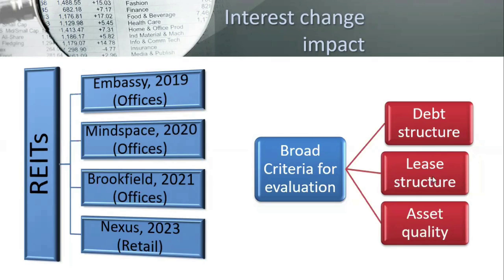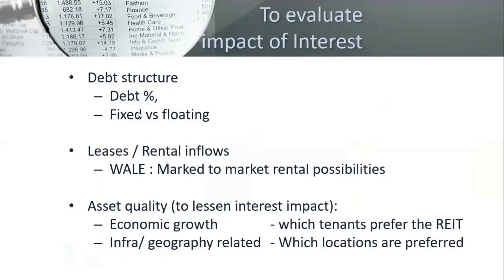How long are the leases? What is the quality of the lease and the tenant agreements? And third, the quality of the assets, which markets are they in, and how the change in infrastructure would impact them, and whether interest rates would really make a difference or not. So if you see the debt structure, we have to look at the percentage of debt holdings and fixed versus floating costs. Secondly, if you're looking at leases or rental inflows, you'll have to see WALE, or the weighted average lease expiry. So what are the mark-to-market rental possibilities?